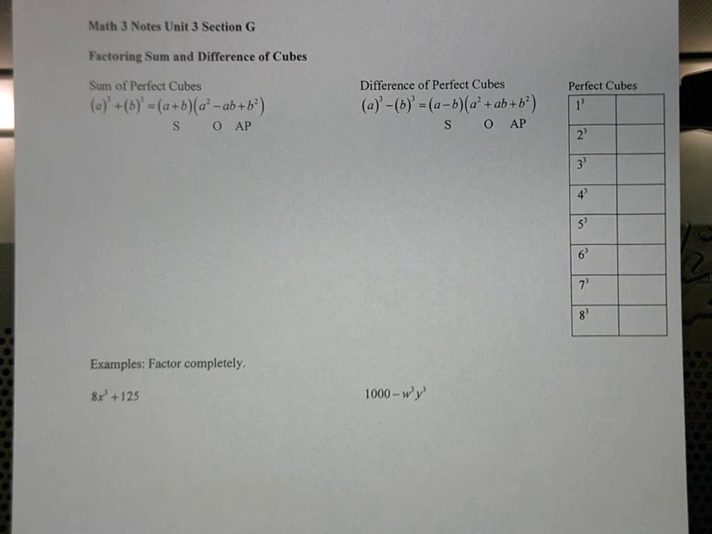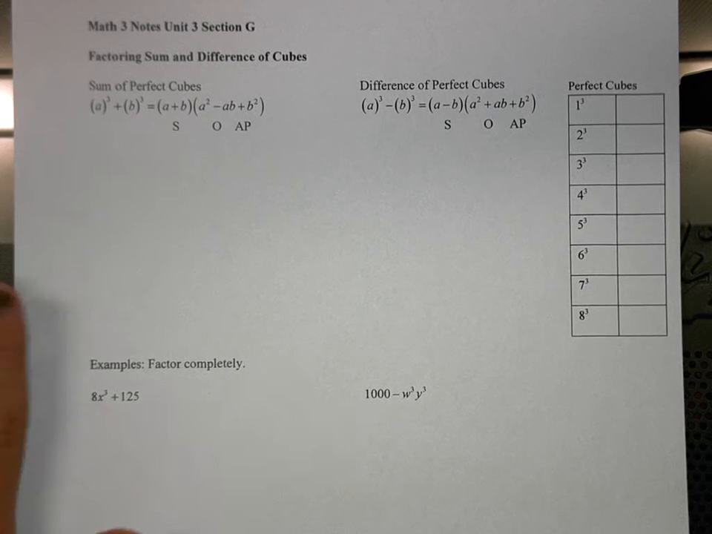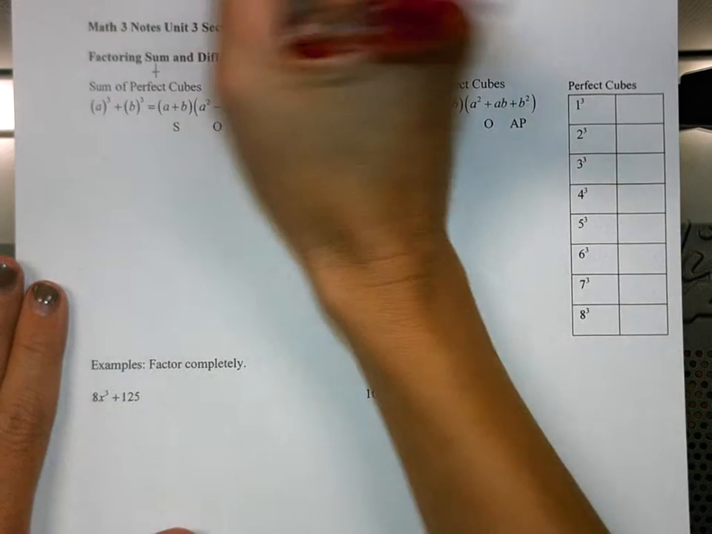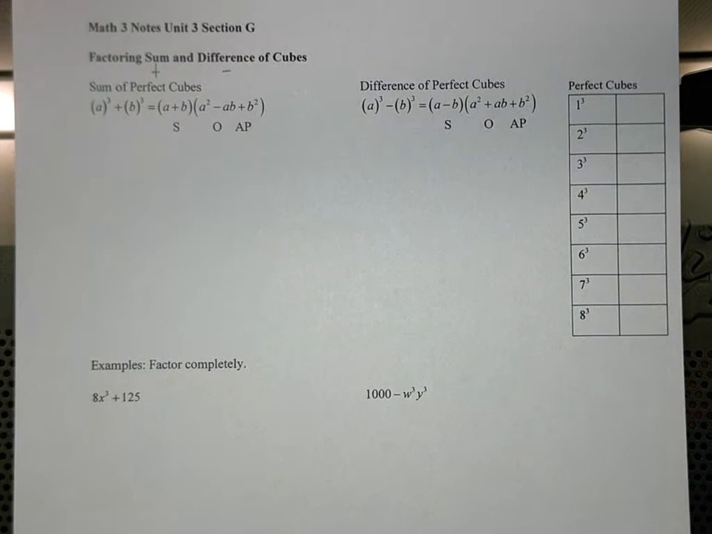All right, Math 3, Unit 3, Section G, which goes along with Worksheet 7. Today we're going to be talking about factoring the sum and differences of cubes. So what does sum mean? Good. And difference means? Subtracting. And we have learned how to factor squares, right? Cubes are something different.